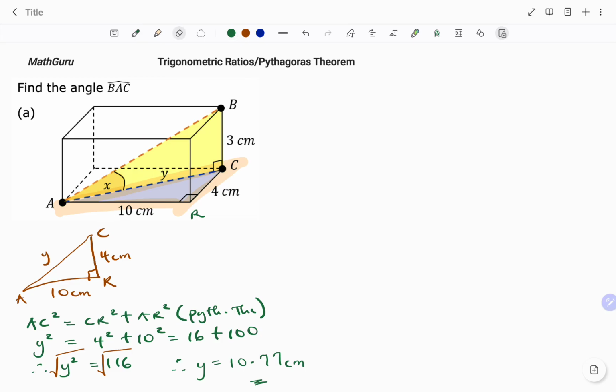So now that I have the value of y, I will go ahead and move to the right angle triangle ABC as shown. So therefore, if I draw that out, I have the right angle triangle ABC. I have my A, which is my X, B and C. The right angle is at C. AC is Y, which is 10.77 centimeters. Then I've been given BC to be 3 centimeters. To get the angle at A, which is X, I'm going to use my trig ratios.